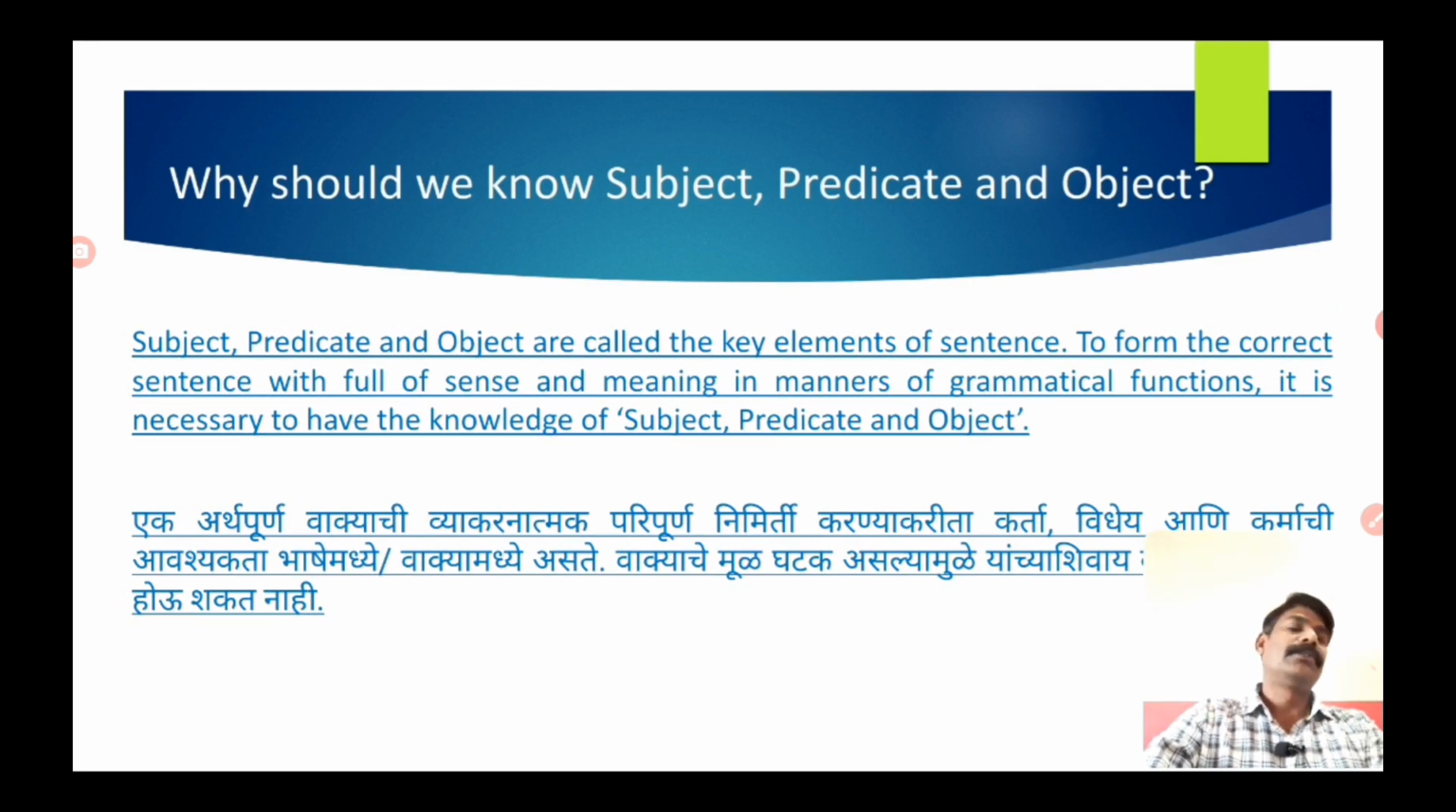At the start of the video, the question might have been raised in your mind: why should we know subject, predicate and object? I have given the answer here. Subject, predicate and object are called the key elements of a sentence. To form a correct sentence full of sense and meaning in terms of grammatical functions, it is necessary to have knowledge of subject, predicate and object.